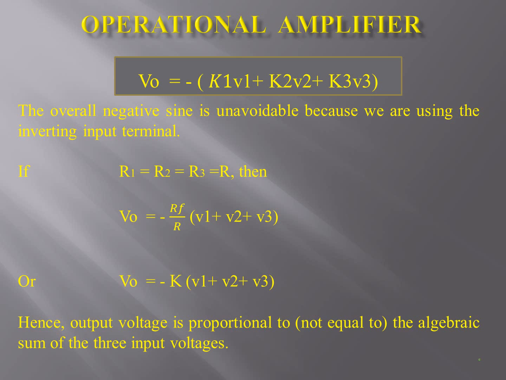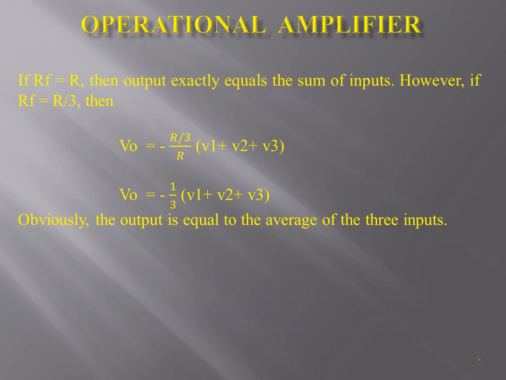Hence output voltage is proportional to the algebraic sum of the three input voltages. If RF is equal to R, then output exactly equals the sum of inputs. However, if RF is equal to R upon 3, then V output is equal to minus of 1 upon 3 (V1 plus V2 plus V3). Obviously, the output is equal to the average of the three inputs.